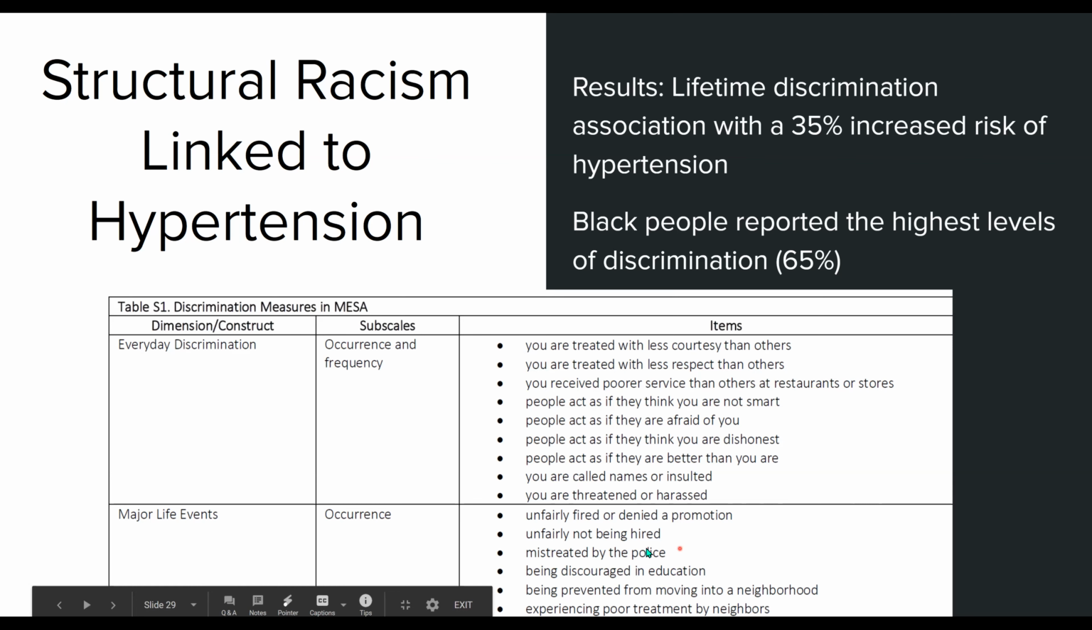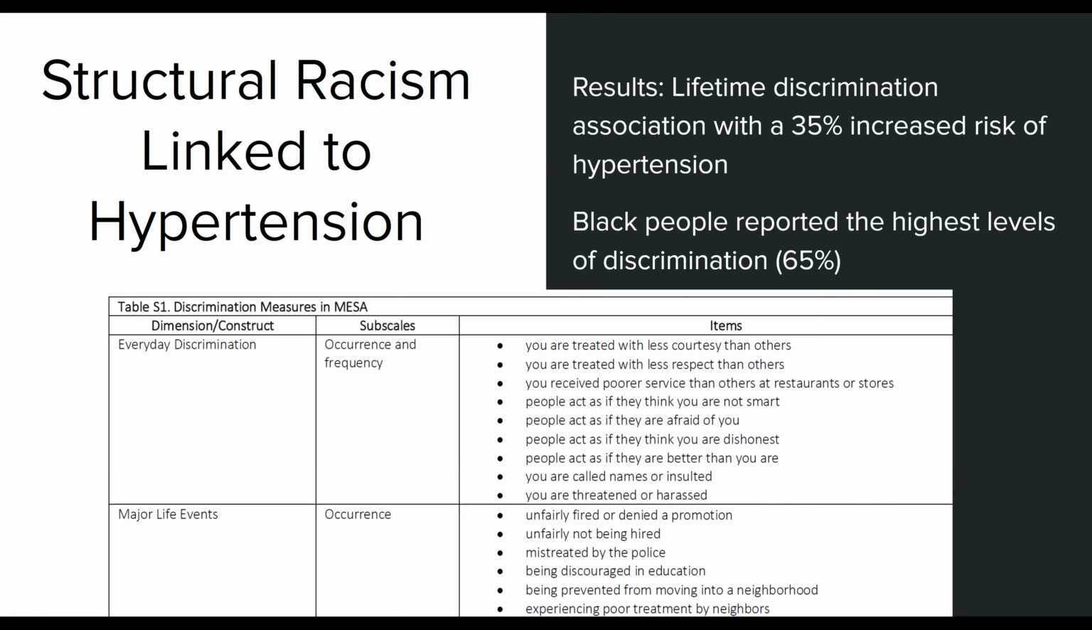And so what they found was that lifetime discrimination among Black people was associated with a 35% increased risk of hypertension. Interestingly, they didn't find a relationship between the everyday discrimination. The other interesting fact, and this is useful for people wanting to bring out the reverse racism argument or whatever.